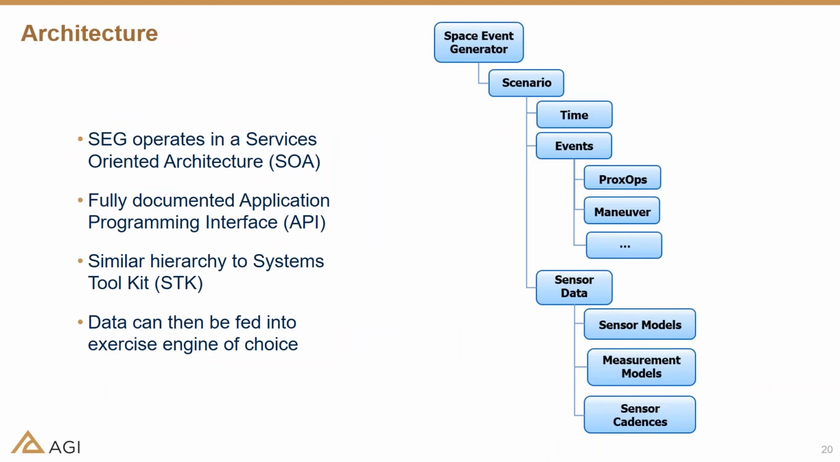So the architecture, we mentioned earlier that SEG uses services to communicate with an Oracle backend database. And the generation of scenario data is automatically distributed using SDK scalability. That goes along in the background, and that's all run by services. We have a fully documented application programming interface, or API, which we'll see shortly. And we have support for both REST and SOAP services, and it is completely automatable. We use a similar hierarchy to Systems Toolkit for scenarios, where SEG has a scenario which governs the simulation environment, and entities with events produce ephemeris based on the inputs, and is interoperable with SDK using visual data files, or VDF. And data produced from SEG can then be fed into your exercise engine of choice.